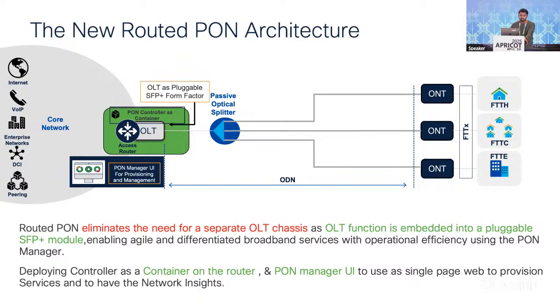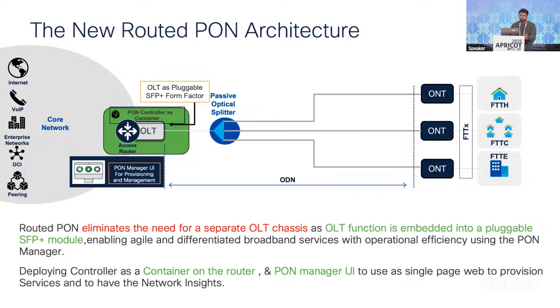So essentially, with the new routed PON architecture, the entire OLT is now converted into a single SFP plus form factor. So you don't need the bulky chassis that we saw in the earlier slides. It's going to be a single SFP that takes care of all the operations that your OLT used to do. On top of that, there will be a PON control sitting on your access router, which will take care of all the controls, configuration, and service provisioning that you have to do, and you can do it over a PON manager.